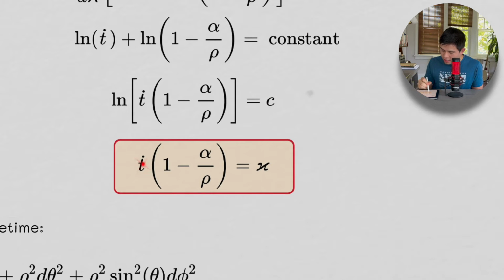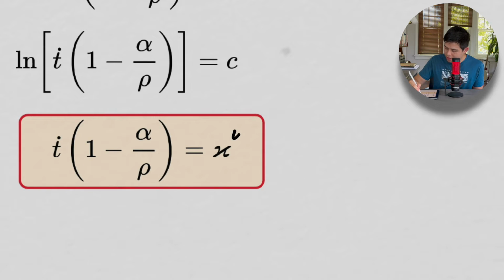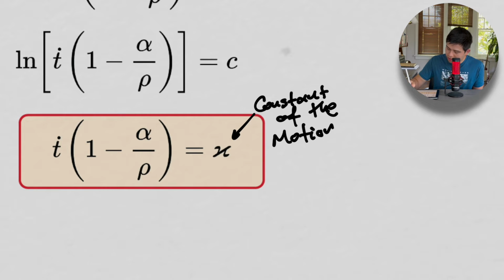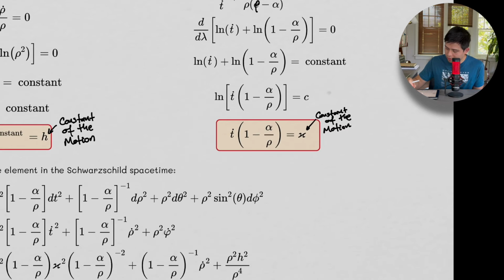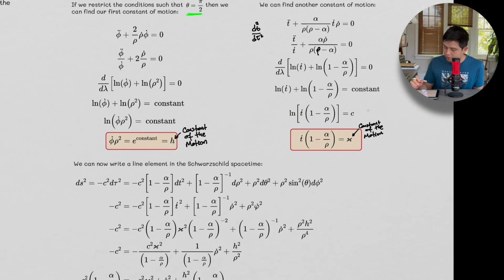So that means this guy here, this inside the natural logarithm, is a constant, right? It's e to the c, and e to the c we're just going to call kappa for right now. So this is another constant of the motion. And this constant of the motion is something that we want to keep in mind. So we have 2 constants of the motion. Now let's continue.